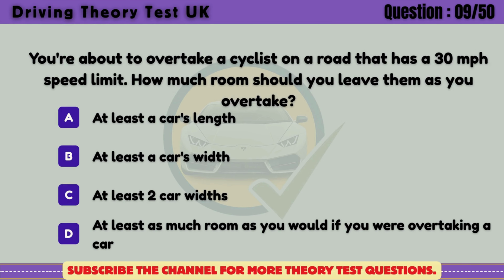Question 9. You're about to overtake a cyclist on a road that has a 30 miles per hour speed limit. How much room should you leave them as you overtake? Option A. At least a car's length. B. At least a car's width. C. At least 2 car widths. D. At least as much room as you would if you were overtaking a car.